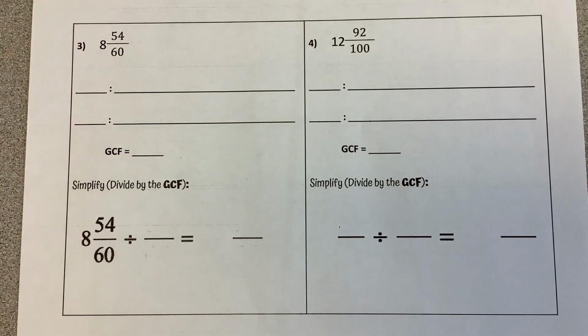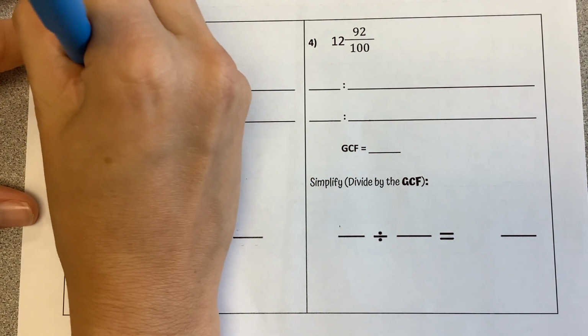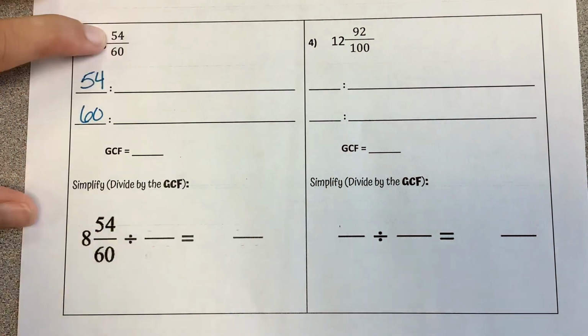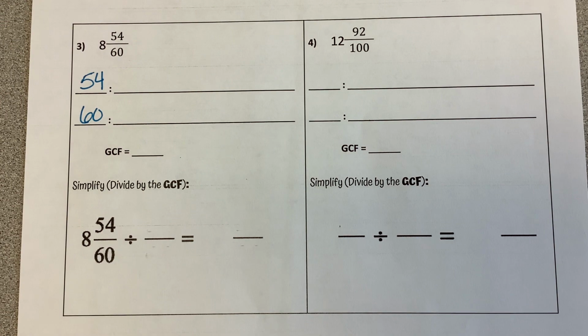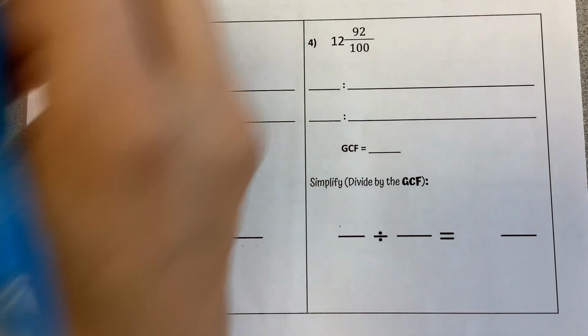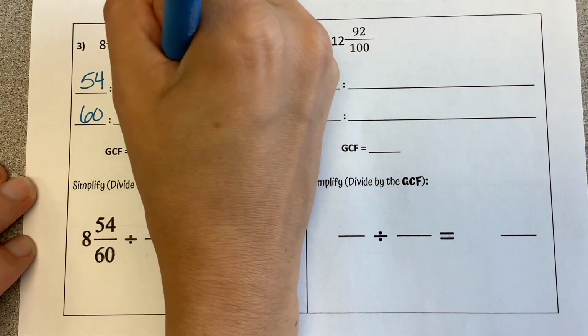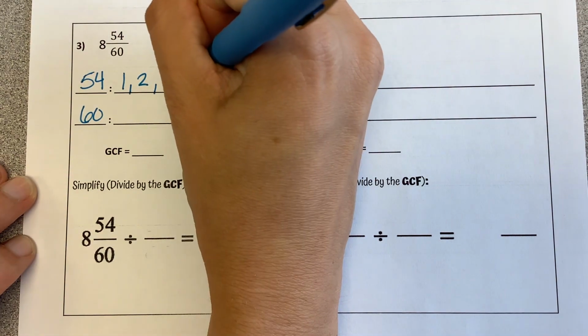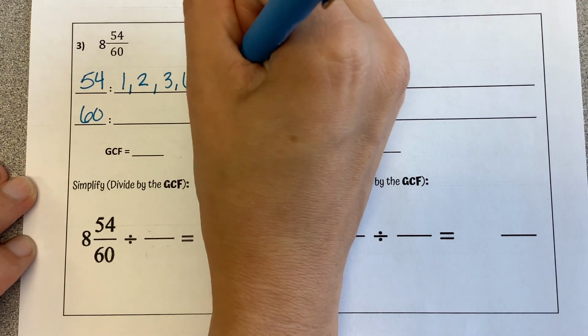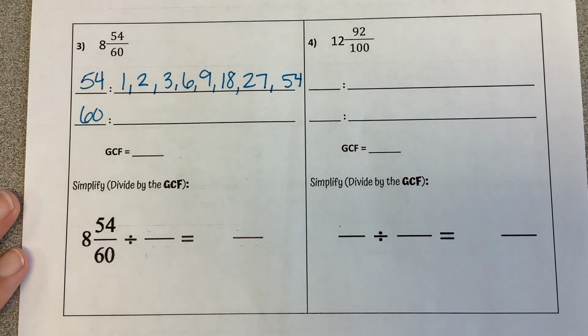And the last two. Number 3. This time we've got a mixed number. When I'm looking to simplify, I'm not looking at simplifying that whole number part. We're just looking at the fractional part of 54 and 60. So finding 54 on my factor chart, listing out all of these factors. So we've got 1, 2, 3, 6, 9, 18, 27, 54.